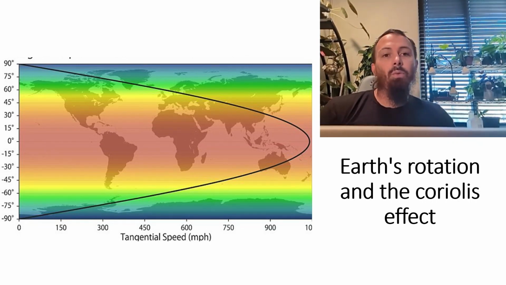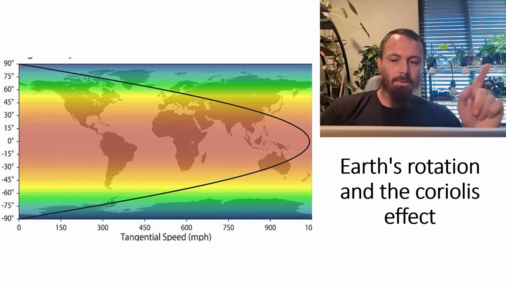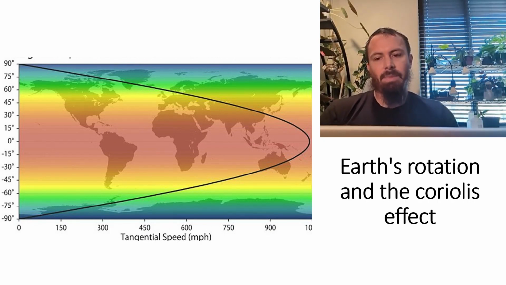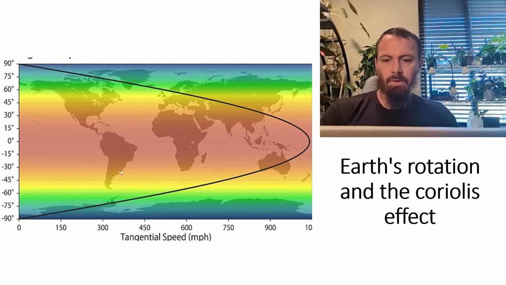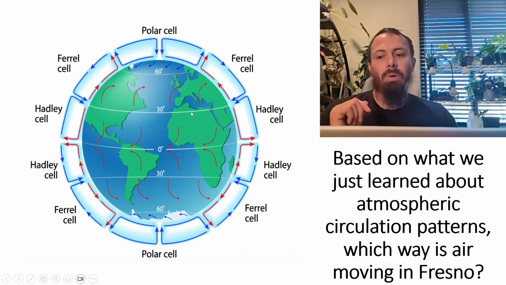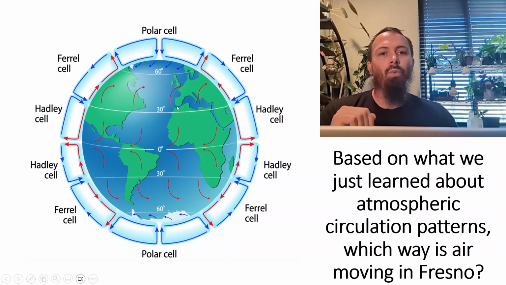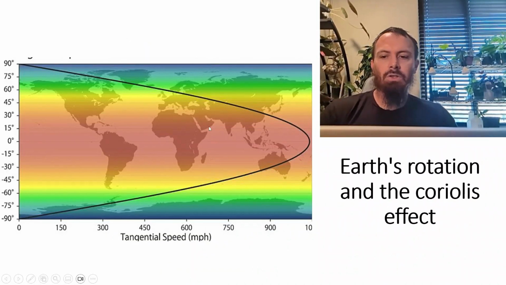So what that means is that we in Fresno are moving slower than somebody that is south of us, right? So let's go back to this map. Okay, so we are sitting here. That means we are moving slower than somebody at 30 degrees. So the people down in SoCal, right? We are moving at a slower rate than they are around the globe. So we are here, moving slower than they are here, right?